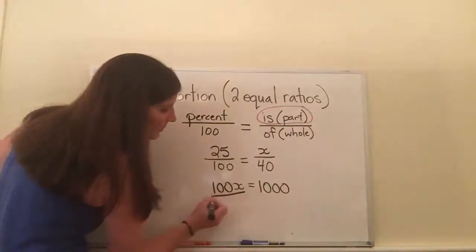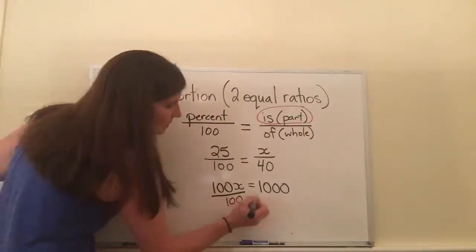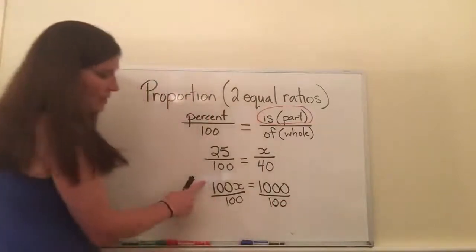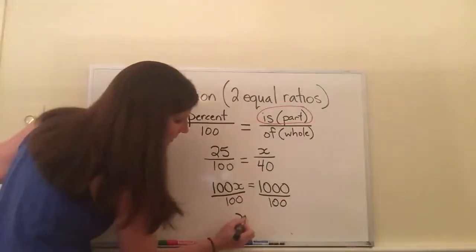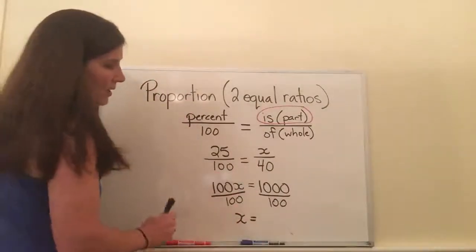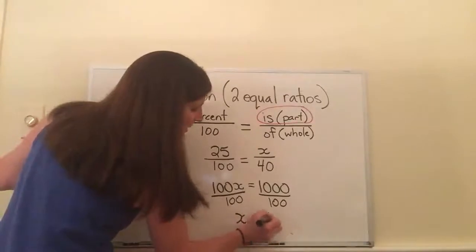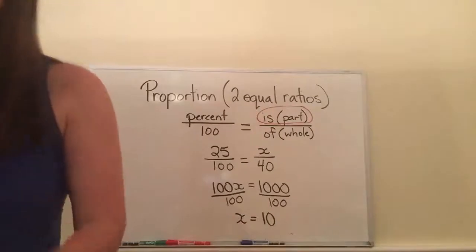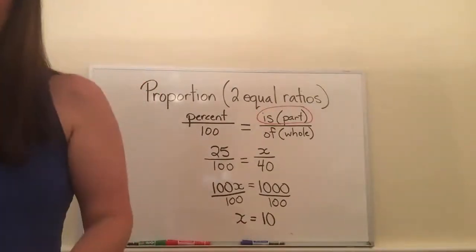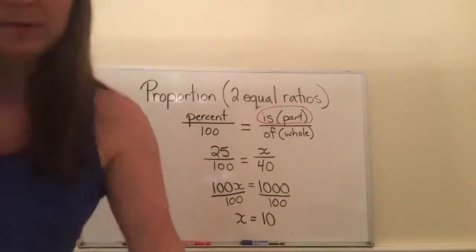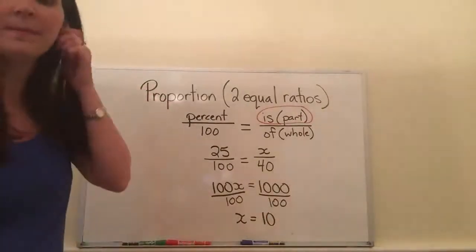an isolated variable. So I'm going to divide both sides by 100. 100x divided by 100 equals x. 1,000 divided by 100 equals 10. Okay, so there is our first example. So if we're going to work some problems using this proportion method.